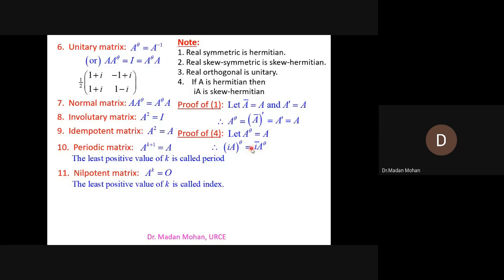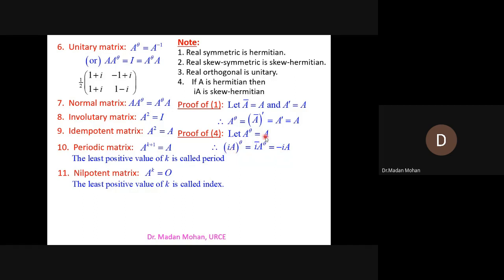Therefore, i bar A power theta, because i is a number here and i bar is minus i. This A power theta is A. So (iA) whole power theta is minus of this, which means iA is skew Hermitian. Whenever A is Hermitian, iA is skew Hermitian.